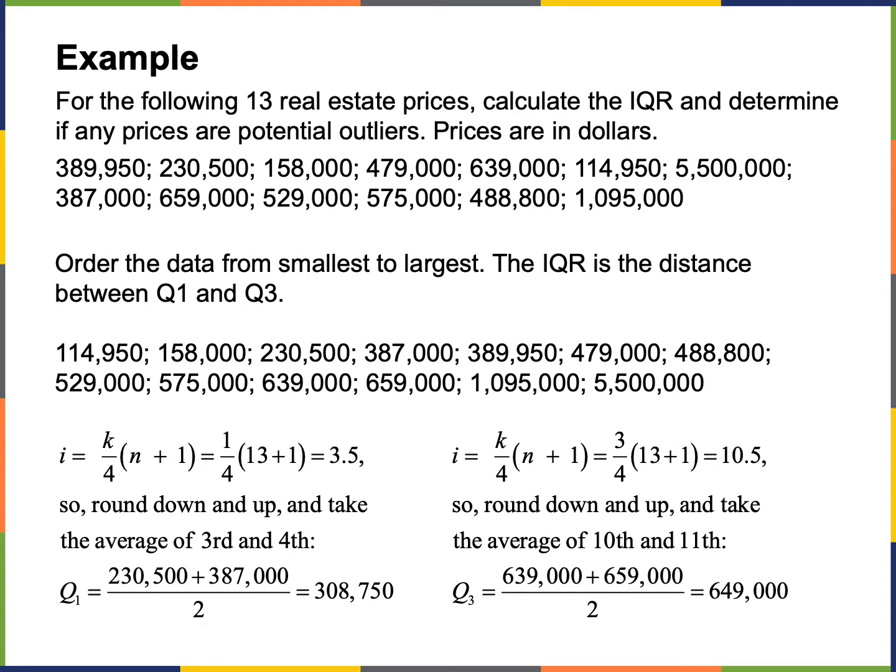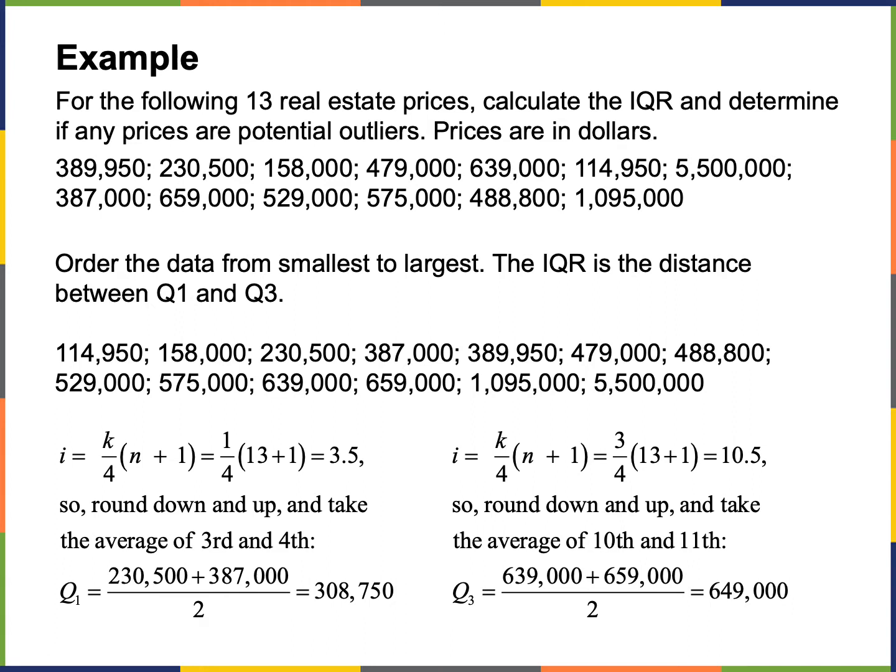So IQR is the distance between Q1 and Q3, so it's the difference. It's Q3 minus Q1, okay? So basically we take this data, here's our formula for quartiles. We're going to find Q1, so k is equal to 1, and n is the sample size, so that's 13. So we just plug it in. We get 1/4 of 14, which is 3.5.